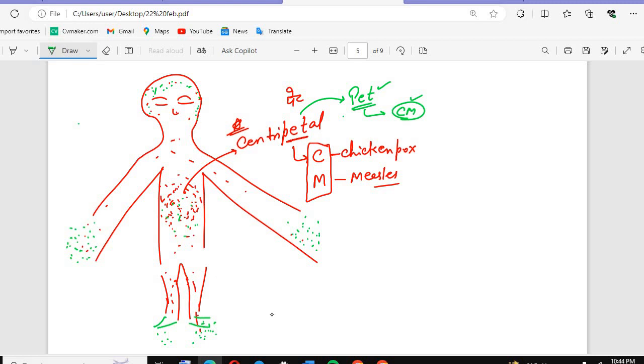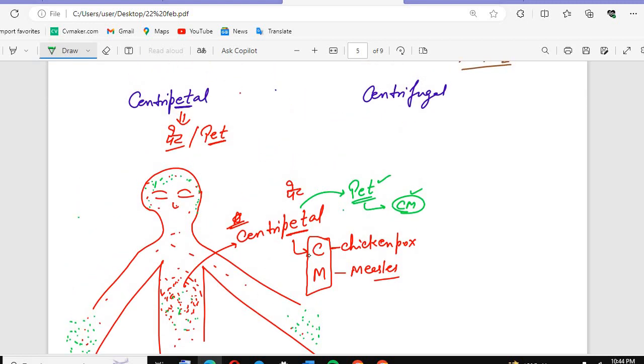And what is the example of the centrifugals? I am writing it here. So remember, in case of the centrifugals, the rash is in far areas, F for far. So in which conditions will we see this? We will see it in smallpox. There is one disorder that we call HFMD, that is hand, foot, mouth disease. Remember, hand, foot, mouth disease.